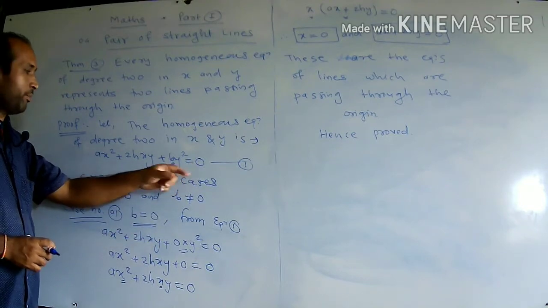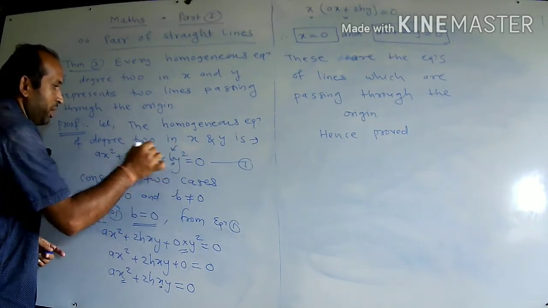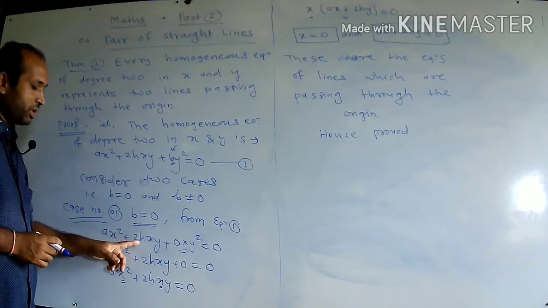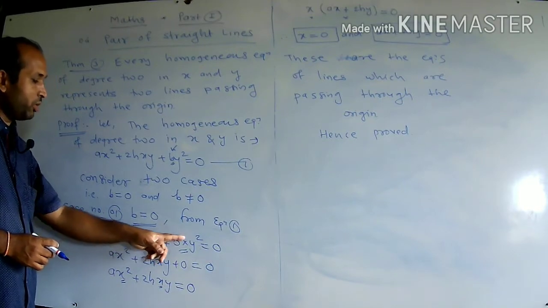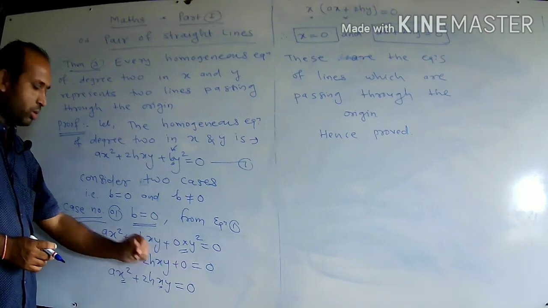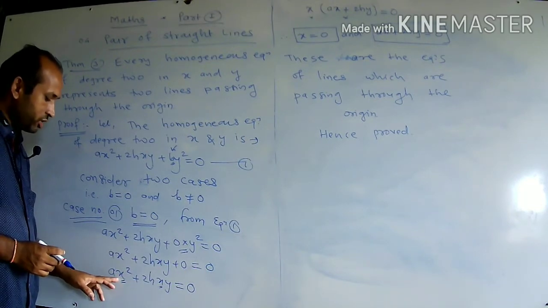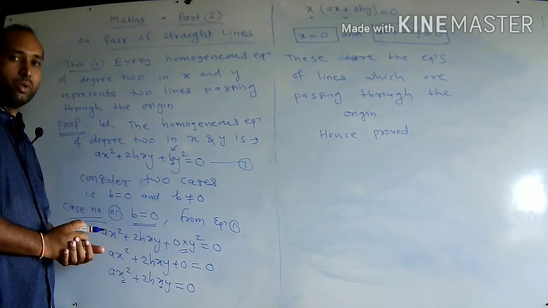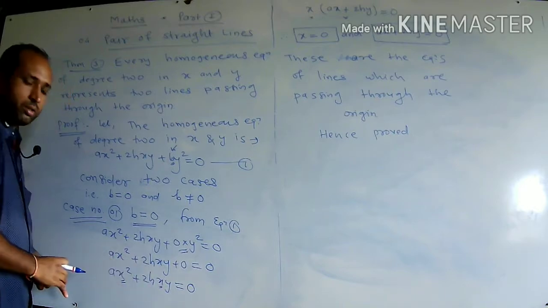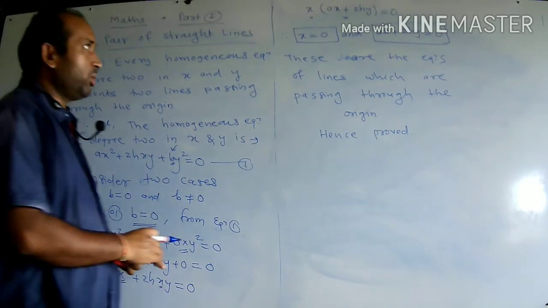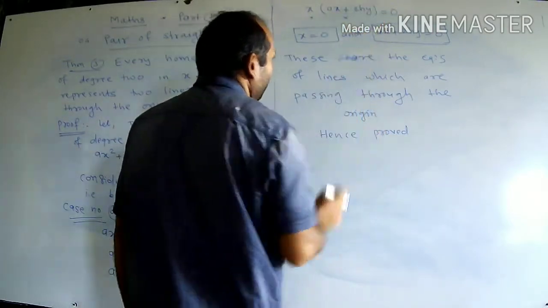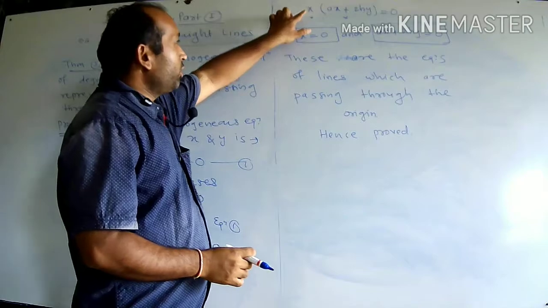See again, put b equal to 0 in equation number 1. Only we have to replace this b by 0, remaining terms as it is. So we have ax square plus twice hxy plus 0 into y square equal to 0. We know that 0 into any number will become 0. So we have only ax square plus twice hxy equal to 0. Again we can simplify these two terms. Here there is x square and x, so we can take x common from these two terms. So x in bracket we have ax plus twice hy equal to 0.